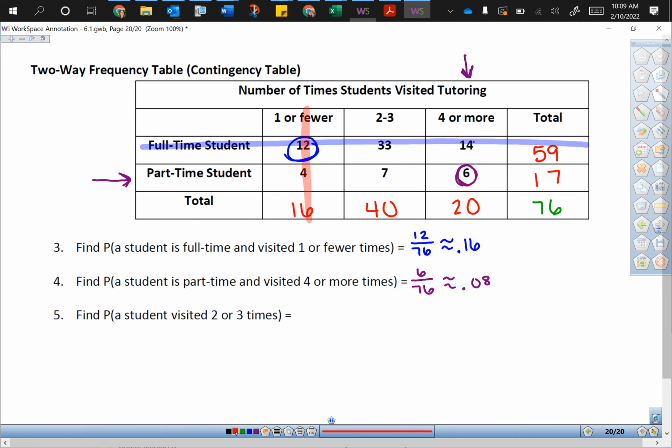Now number 5 just wants the probability that a student visited 2 or 3 times. Did they specify whether it had to be full-time or part-time? No. So they only care about 2 or 3 times. Now, a student that visited 2 or 3 times, how many total did we have there? So that's going to be 40 over our total number of students, which is 76, and that's about 0.53.